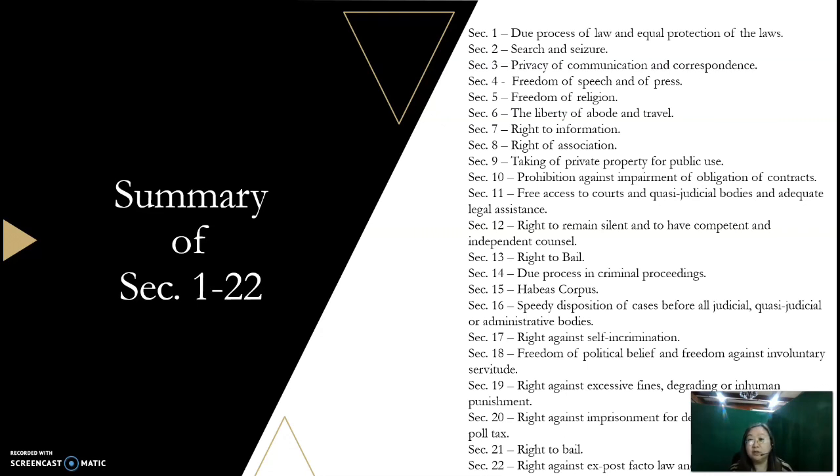Okay, so in section 1, it talks about due process of law and equal protection of the laws. Section 2, about searches and seizures. Section 3, on privacy of communication and correspondence. Section 4, the freedom of speech and of press. Section 5, freedom of religion. Section 6, liberty of abode and travel. Section 7, right to information. Section 8, right of association. Section 9, taking of private property for public use. Section 10, prohibition against impairment of obligation of contracts. Section 11, free access to courts and quasi-judicial bodies and adequate legal assistance.